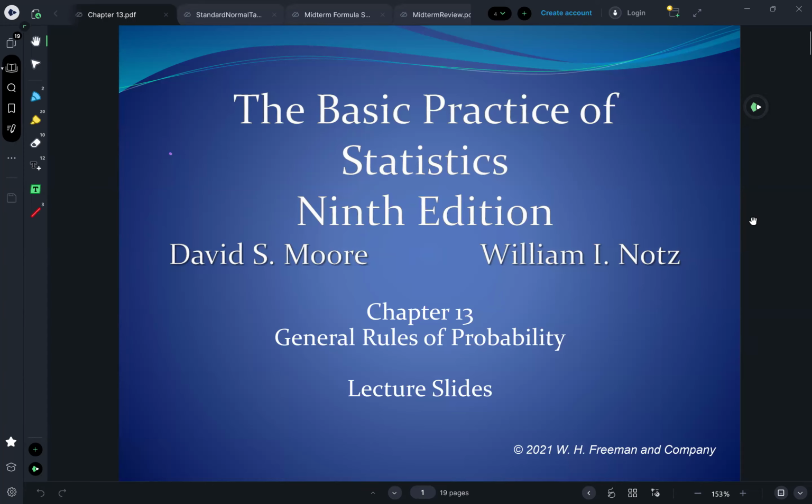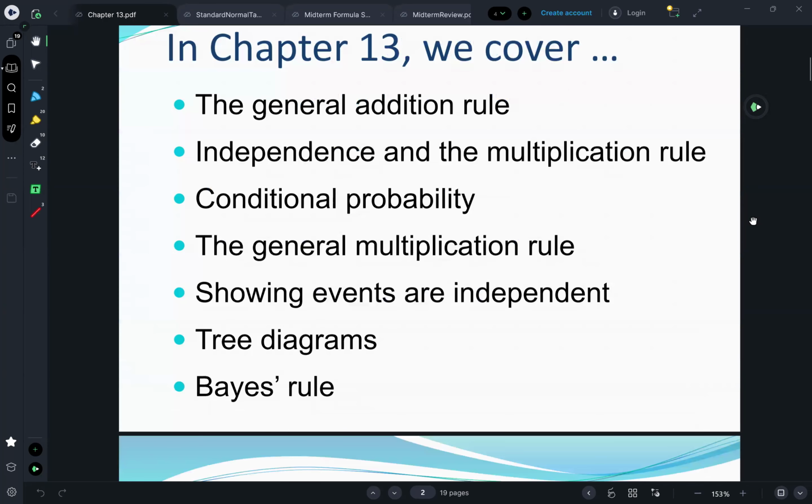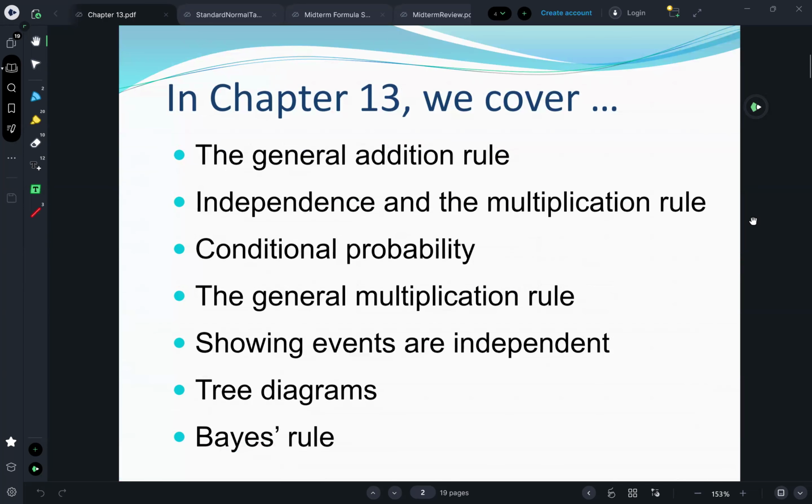All right, and some of it is review, so it's okay. So this is chapter 13. It's a continuation of chapter 12. It's on probability, and it just expands on what we've already learned. So we will get the general addition rule. We cover independence and the multiplication rule. We also discuss in this chapter conditional probability. There's also the general multiplication rule and showing events are independent.